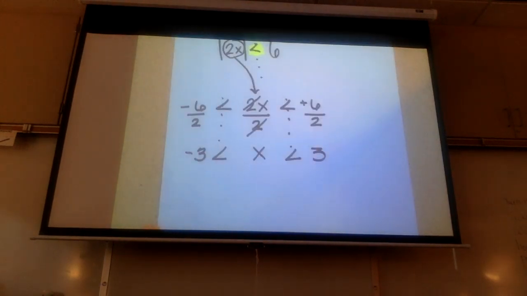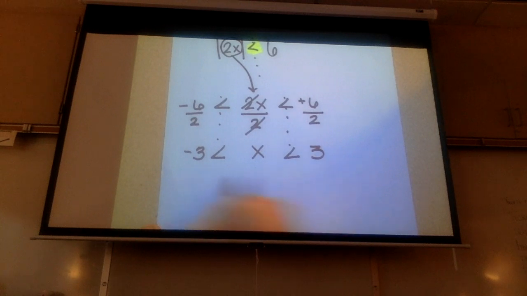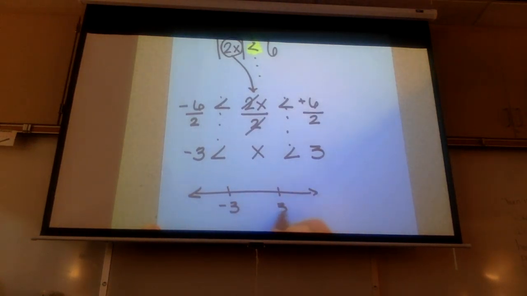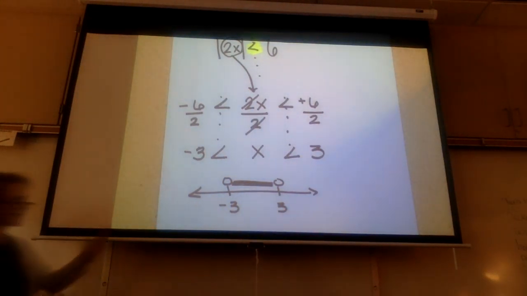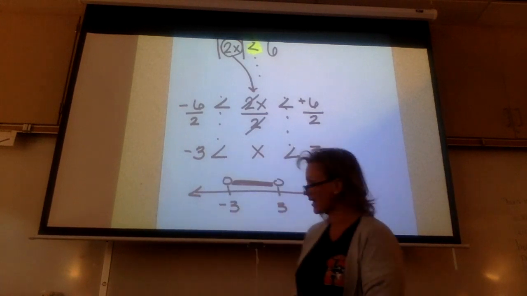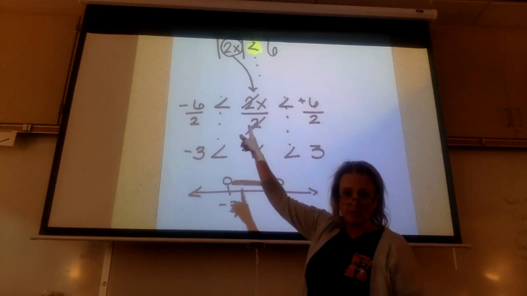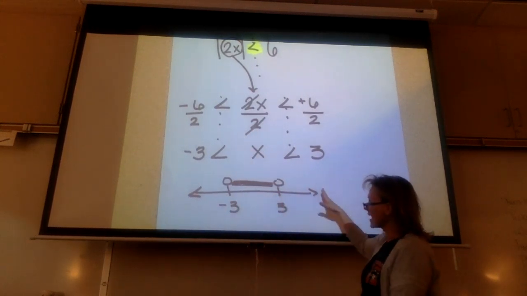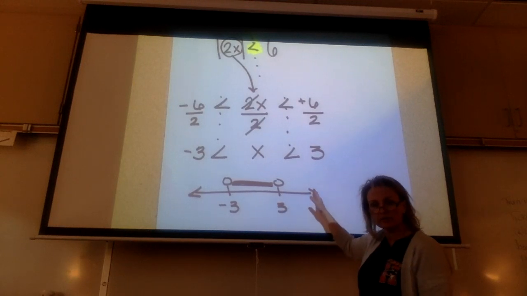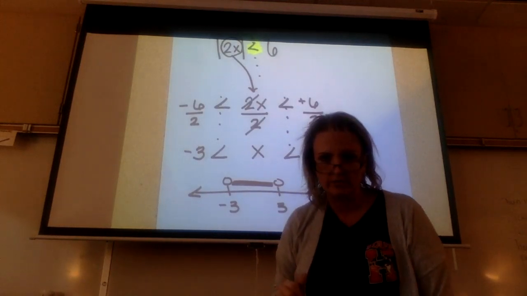This converts really nicely right into my graph. At negative 3 and at 3, these both are open dots, and my x is nested in the middle. So all of my answers are between negative 3 and positive 3. So 0 is a solution. 0 would make my original equation true. If I go way out here and it's not covered, those numbers would not make my original equation true.